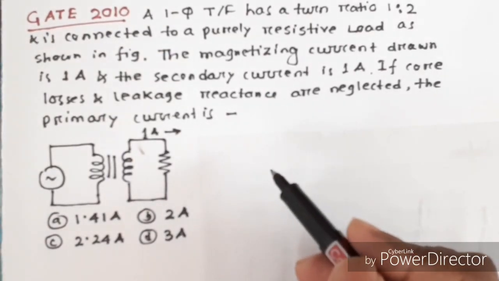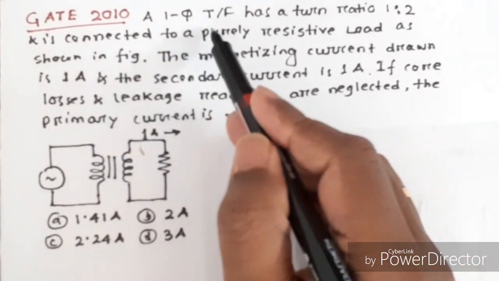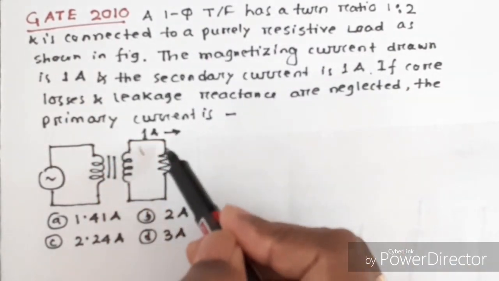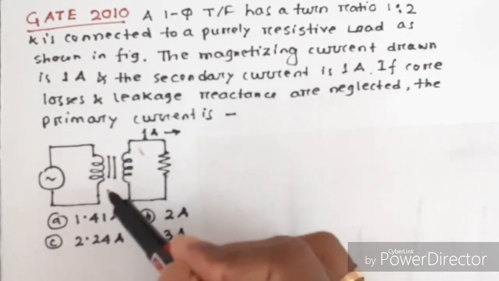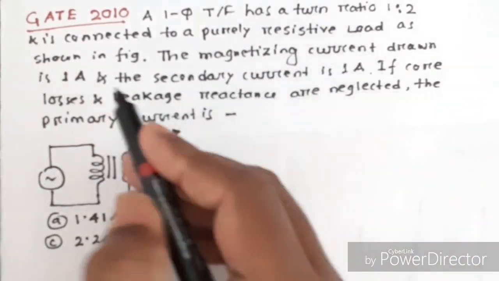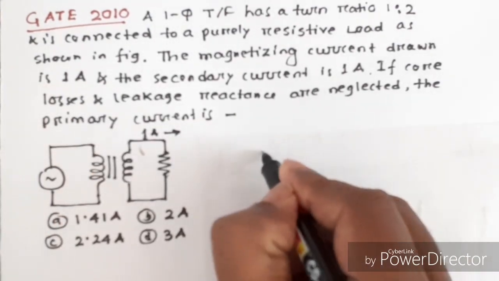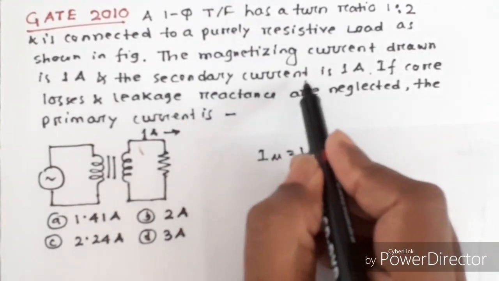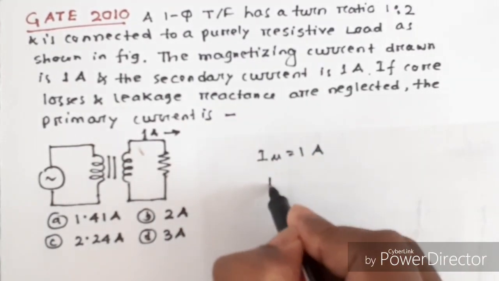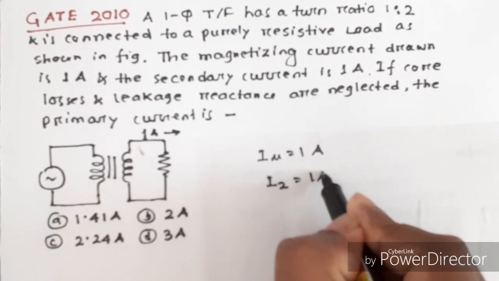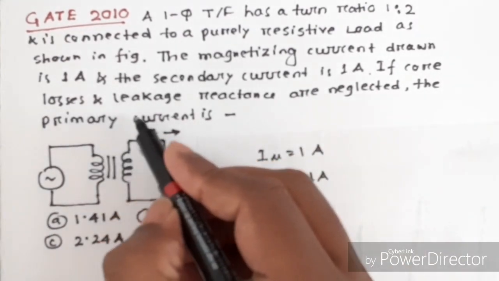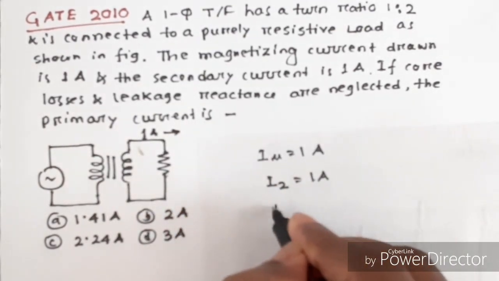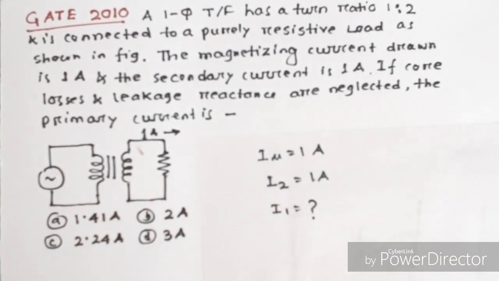Let us practice a numerical. A single phase transformer has a turns ratio of 1:2 and is connected to a purely resistive load as shown in the figure. The magnetizing current drawn is 1 ampere. Here I mu is 1 ampere. The secondary current is 1 ampere, that means I2 is again 1 ampere. If the core losses and leakage reactance are neglected, what is the primary current? Then you have to find out I1 equal to what.